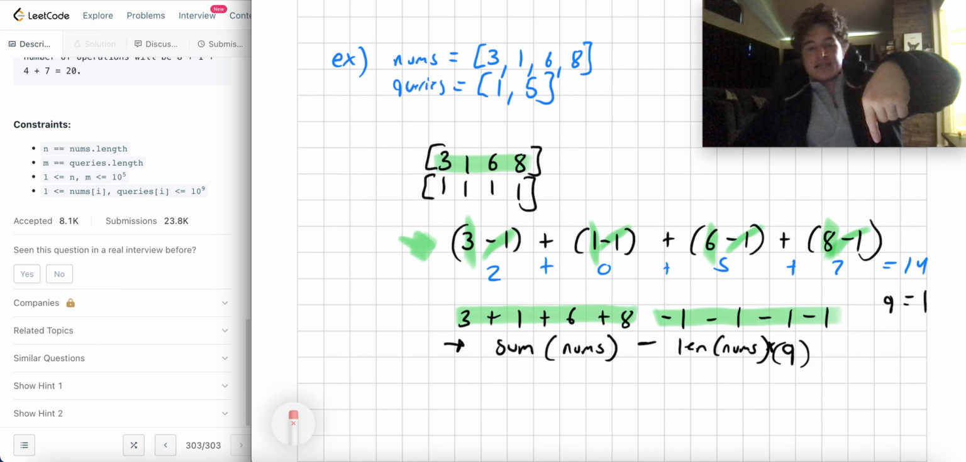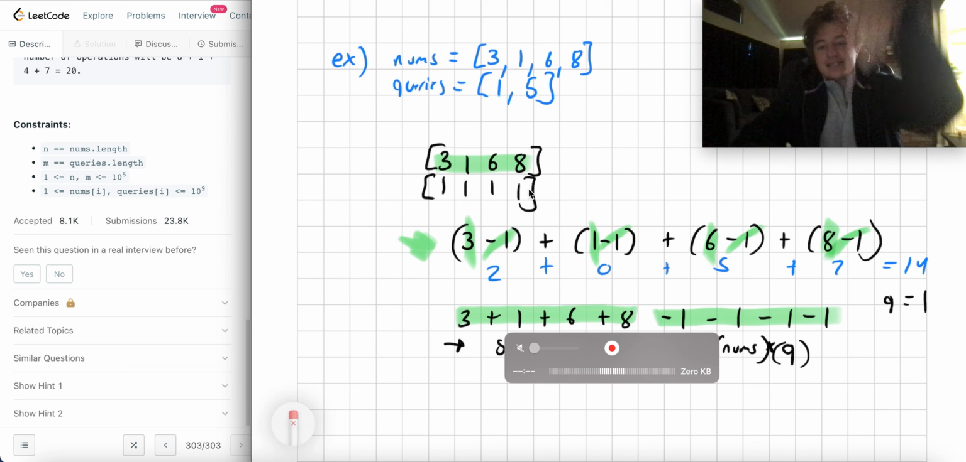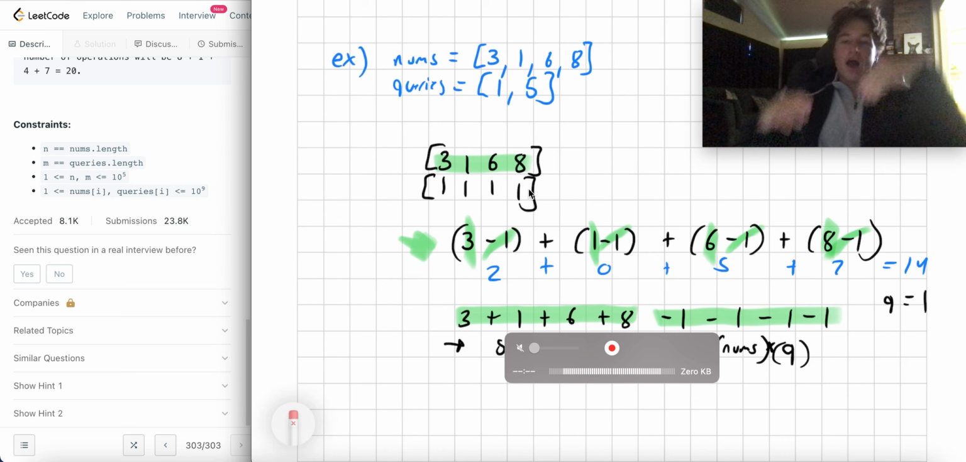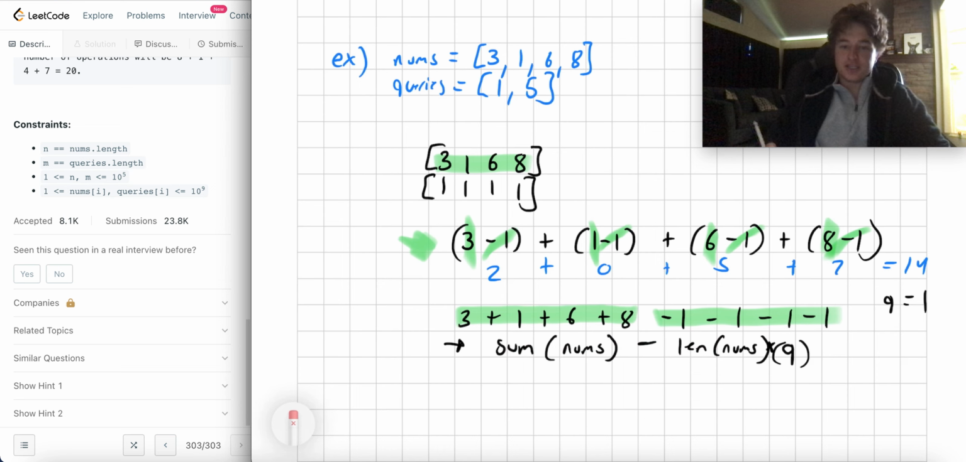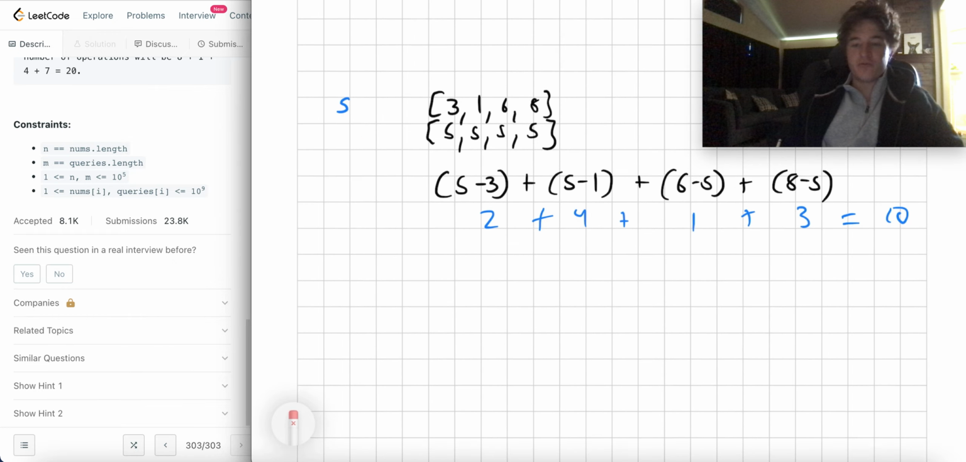3 is decremented down to 1. 1 is unchanged. 6 gets decremented down to 1. 8 gets decremented down to 1. So everything's going in one direction in this solution, and it's very clear what the closed form formula is.